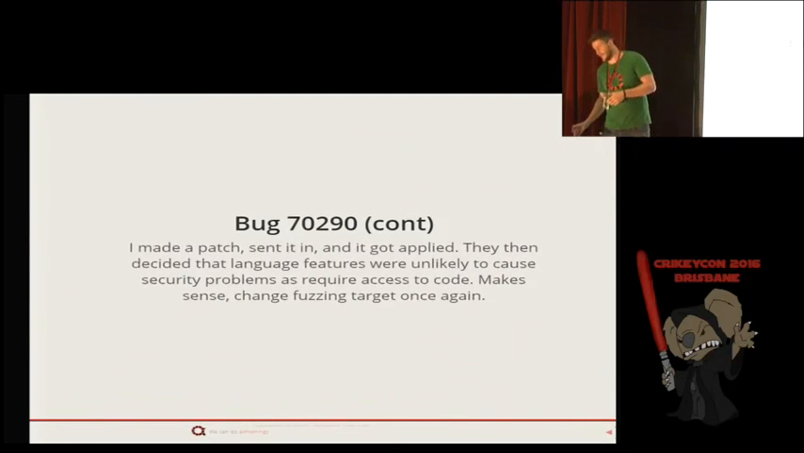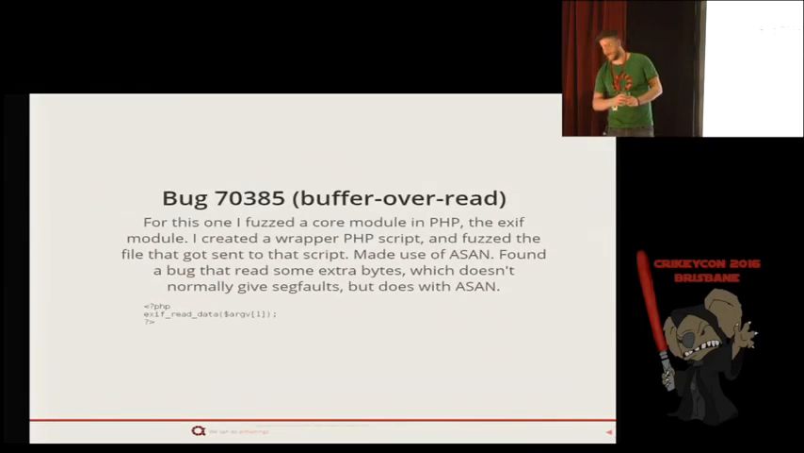So I made a patch and I sent it in, and it got applied. PHP then decided that any just core language features, they don't really treat as security either. Because, hey, you've got code, you can just run the system. And so, yeah, that makes sense. I changed the fuzzing target once again. So now I'm fuzzing core modules in PHP. So I made a couple and I ran AFL over it, and I found some bugs.